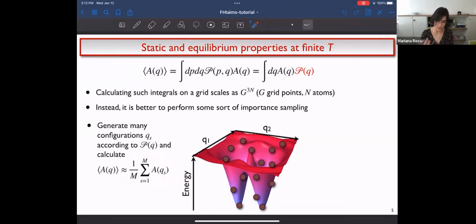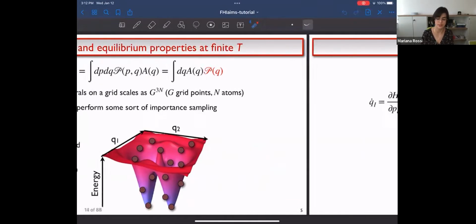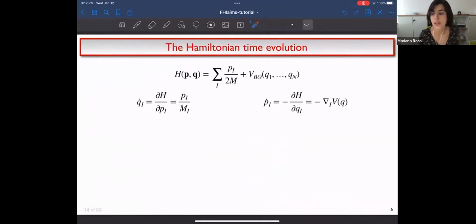And in order to do something like this, there enters basically molecular dynamics. You can look at that nuclear Hamiltonian that I wrote before again, and we all know how to write Hamilton's equations of motion for this Hamiltonian. So this is just textbook. Q dot, the time derivative of the positions, is P over M, and P dot, the time derivative of the momenta, is minus the gradient of the potential, which is the force.